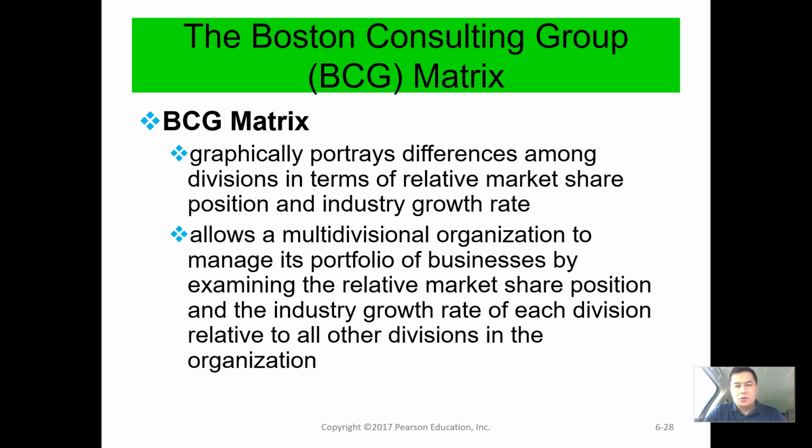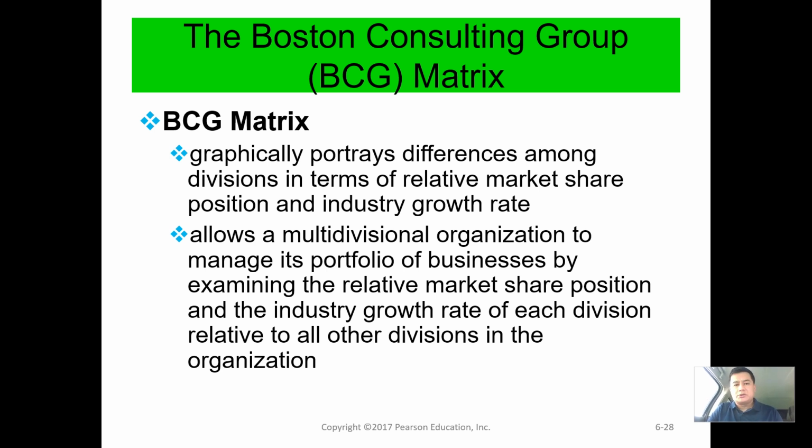Today we're going to cover strategies in action. This is chapter 6, lecture 2, and let's continue from the slide that we came to in the last lecture. Now we're going to cover the Boston Consulting Group BCG matrix, and you know about the BCG matrix because we already mentioned it in the earlier chapter, chapter 6.1.